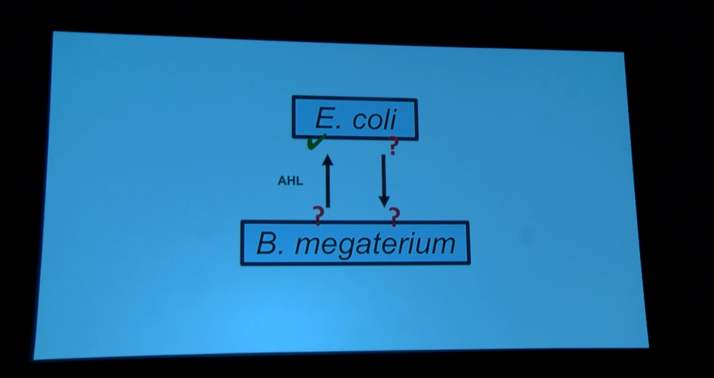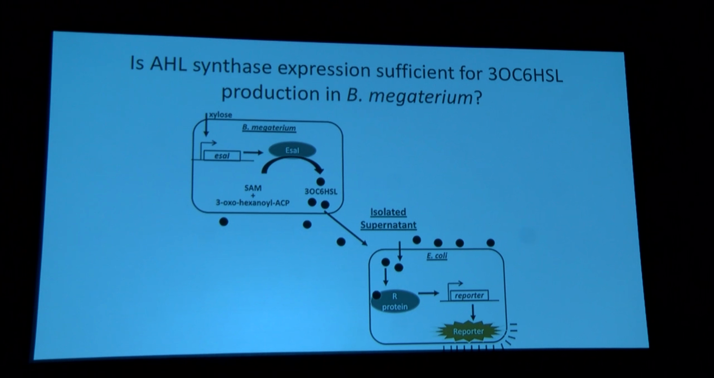So our first task was, let's see if we can get Bacillus to produce acetylmyrcene lactone. We know what proteins are involved, so we express this ESA-I protein in Bacillus megaterium, in a xylose-inducible T7 type of system. And we know that ESA-I, from lots of different types of characterization, requires S-adenosylmethionine and 3-oxohexanoyl acyl carrier protein. So 2 easy substrates. Hopefully it works.